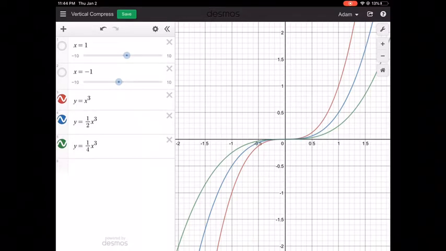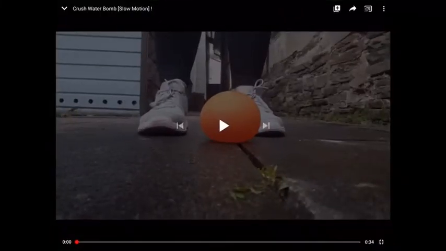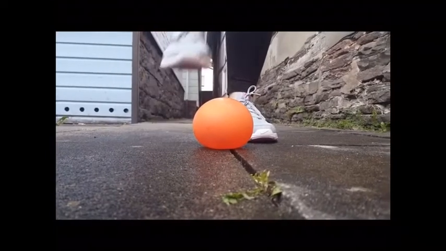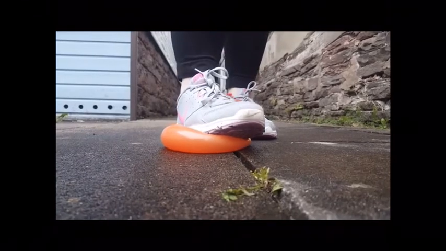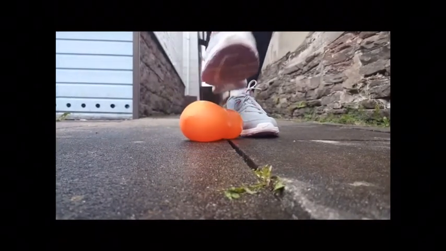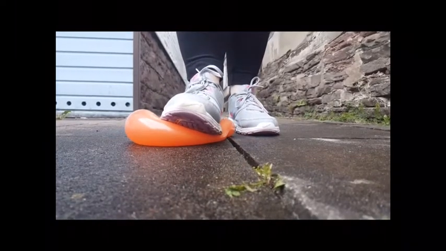So the best analogy I have for this is stepping on a balloon. If you step on a balloon, you compress it down, and then when you compress it down, it also gets wider. So here's a great example. Notice when we step on the balloon, it gets shorter, but it also gets wider. See, it's popping out that other side there. Again, when it's compressed, it gets shorter, it gets wider.